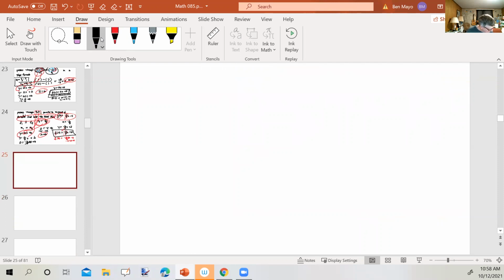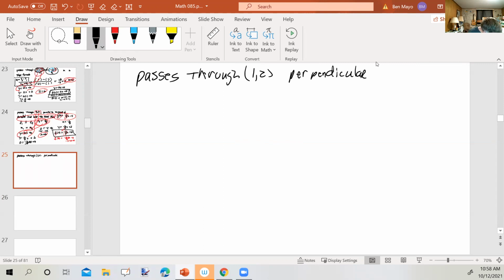This says write an equation for a linear function with the following characteristics. It passes through (1, 2) and is perpendicular to the graph of g of x equals negative x over 6 plus 1.